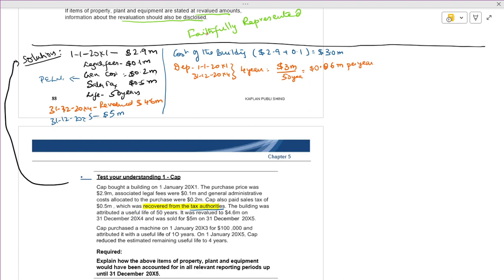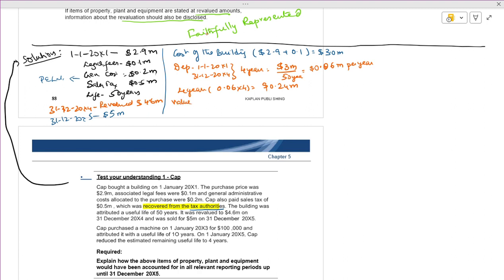For 4 years, it comes to how much? 0.06 times 4, it comes to how much? It is in dollars. 0.24 million. Is it right? 0.24 million.